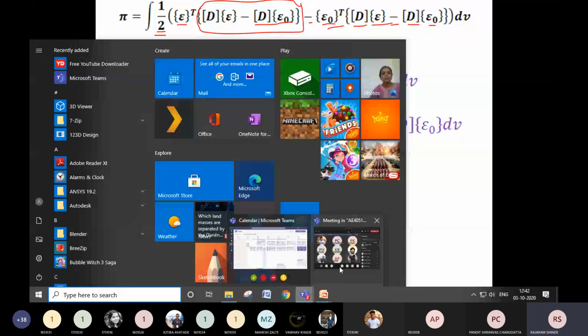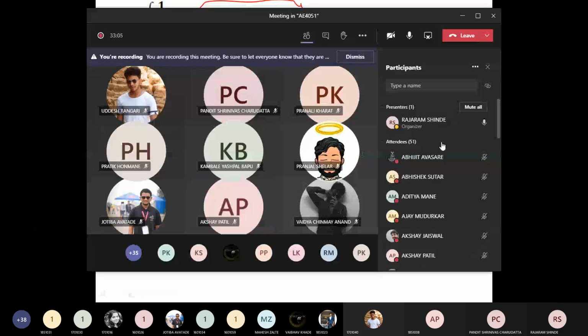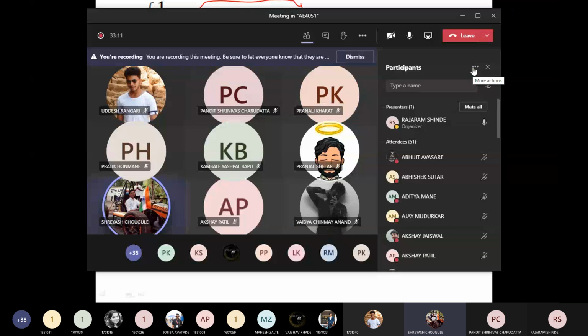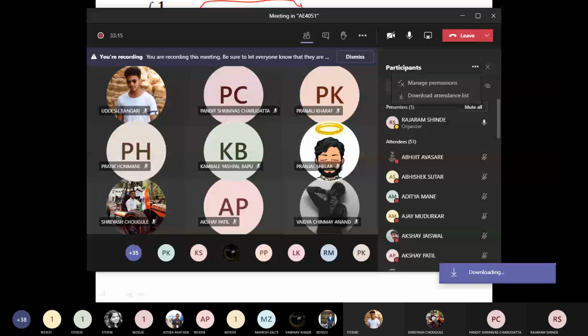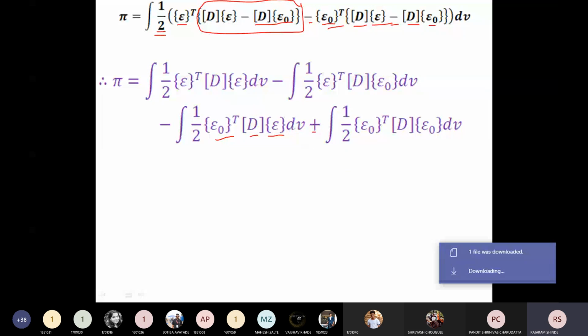Raise Chogle. If you have doubt, you can ask me. Sir, no doubt. Ajay Mudurkar. Ajay Mudurkar. Have you got it? Why I have taken this form?